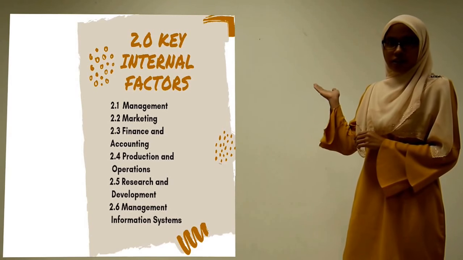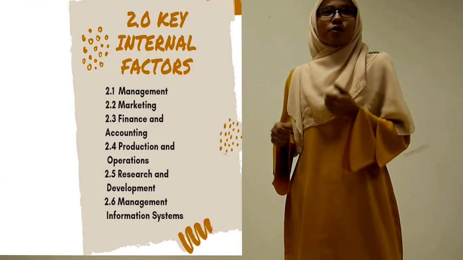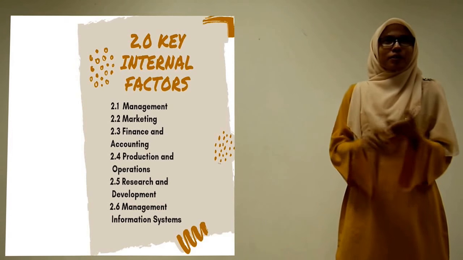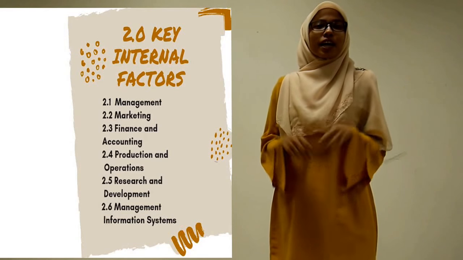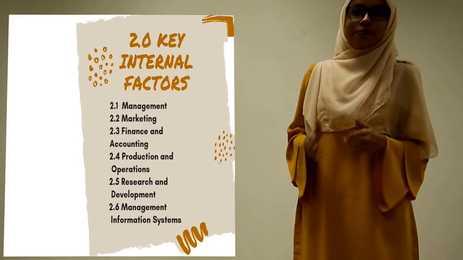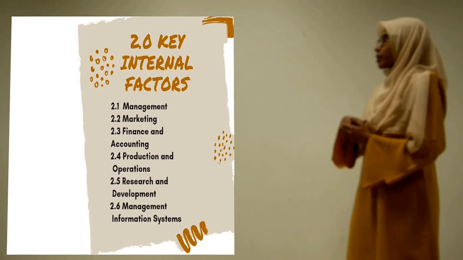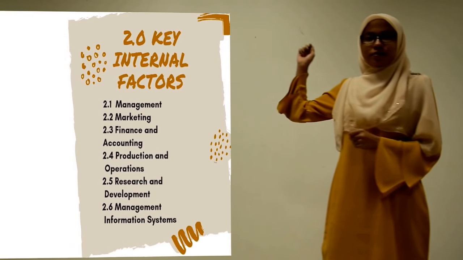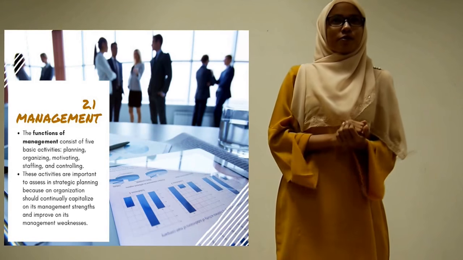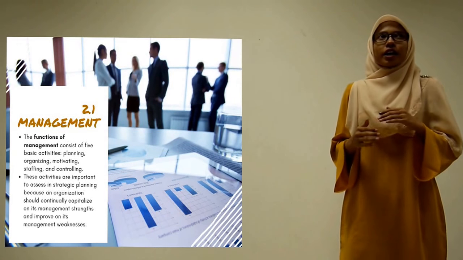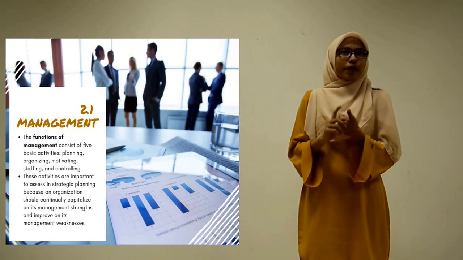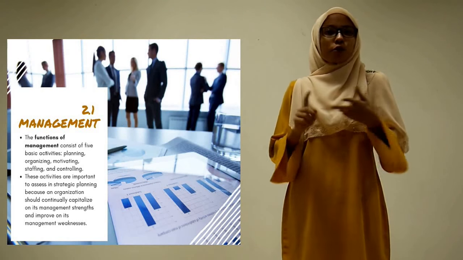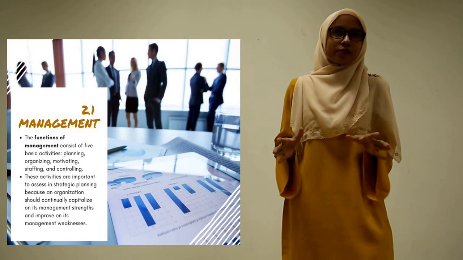Next, I will proceed with 2.0, which is key internal factors. There are 6 key internal factors. First is management, then marketing, finance and accounting, production and operations, research and development, and last is the management information system. So, I will explain about management. To the next slide. Okay, management. In management, there are 5 basic activities. First is planning, second is organizing, then motivating, staffing, and controlling.